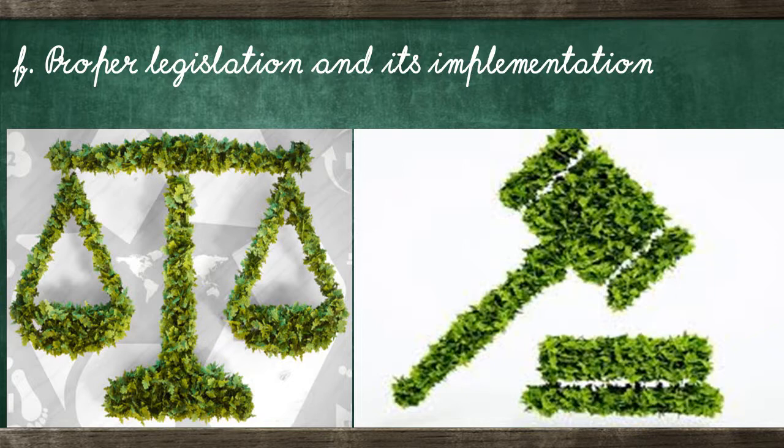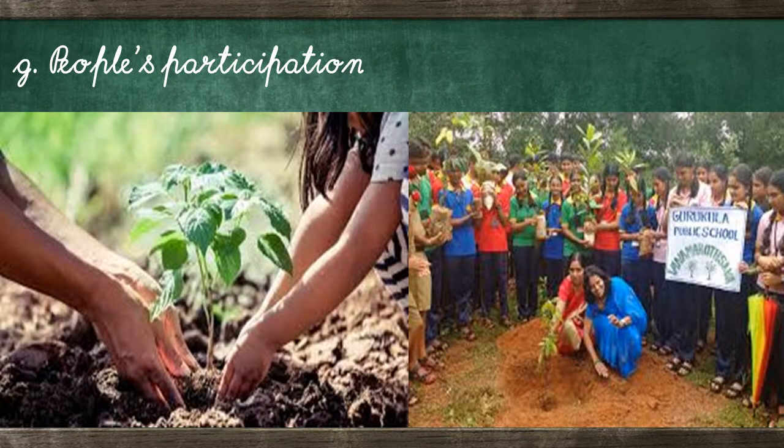Proper legislation and its implementation. Strict laws should be made to check deforestation. Proper care should be taken to see that these laws are strictly implemented. Next is people's participation. Steps to create a massive people's movement with involvement of the local community to achieve the objectives and minimize pressure on existing forests. Under the Vana Mahotsava movement, thousands of trees have been planted along roads, railway lines and hill slopes.